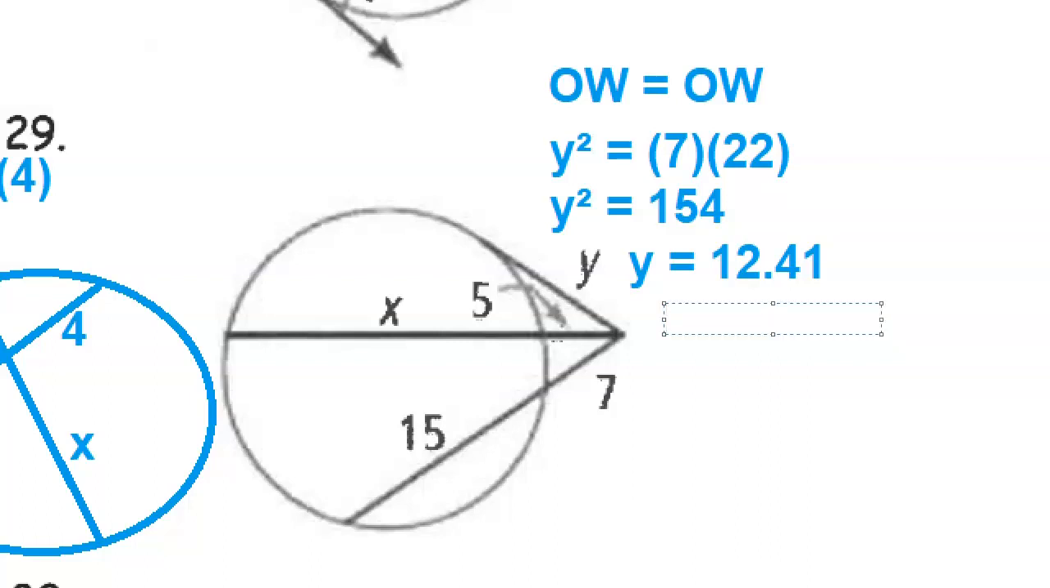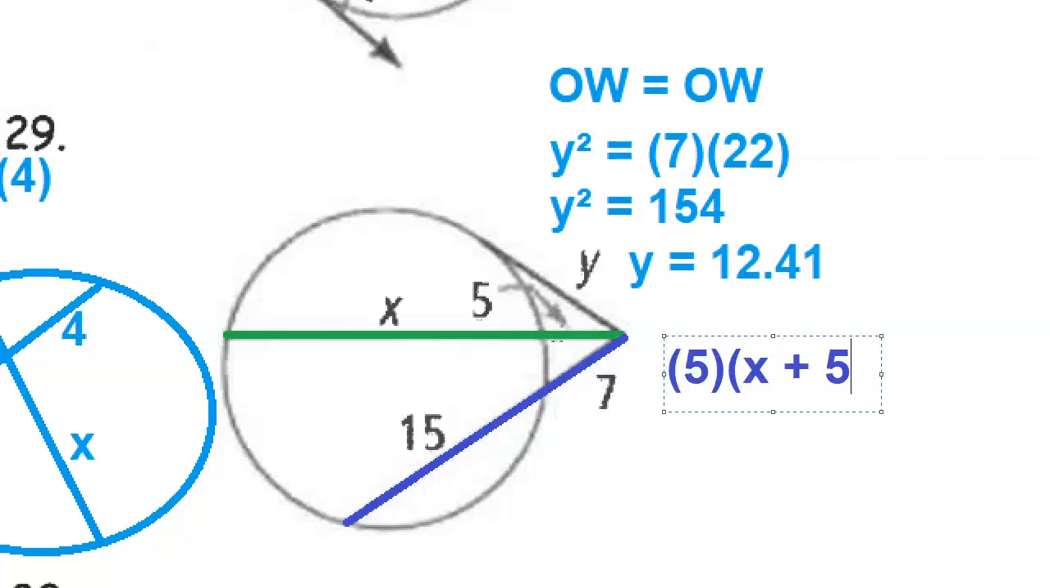Now, when we're doing x, I don't really want to deal with that 12.41 part anymore, although either way it's going to set up the same way. So what I'm going to do for this problem is work on the green line, and then compare it to the blue line. If I do the ow rule, I get 5 for the outside, then the entire thing is x plus 5, and that's going to equal, once again, if we use that blue line, 7 times 22.